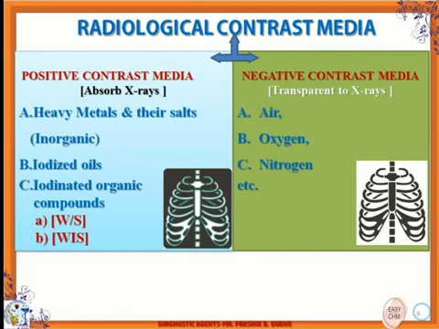Now in the case of positive contrast media, there are three types: heavy metals and their salts, which are mostly inorganic in nature; then iodized oil; and the most important and most widely used one, iodinated organic compounds. These organic compounds are further divided into two types: water soluble and water insoluble contrast media. In the case of negative contrast media, agents like air, oxygen and nitrogen act as negative contrast media.